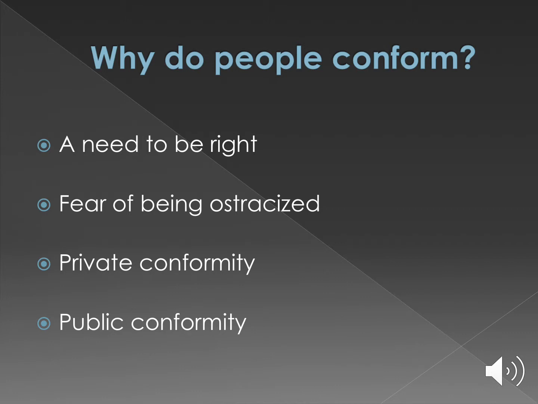Private conformity is also called true acceptance. Others cause us to change not only our overt behavior, but our minds as well. And finally, we have public conformity, which is also known as compliance. This refers to a more superficial change in behavior. So this basically means that we pretend to agree with something, even though secretly we really don't agree with it.